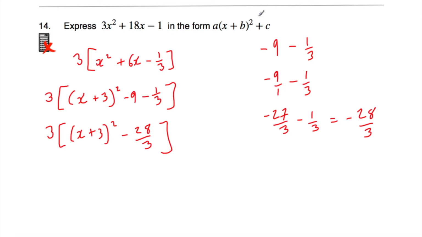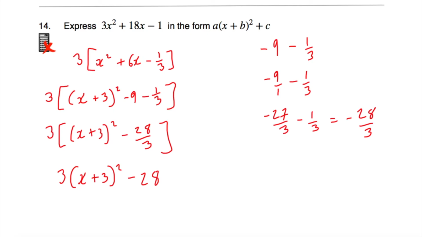Okay, we're almost done. If we have a look at what we're trying to get to, we've got something multiplied by our bracket squared and then plus a constant. Well, if we expand our brackets here, 3 multiplied by the bracket would be 3 bracket x plus 3 close bracket squared. And then we've got our minus 28 thirds, and we're going to multiply that by 3, so obviously that's just going to be equal to minus 28. And that's it. We've expressed this quadratic in the form that we've been asked to. And the answer would be 3 brackets x plus 3 close bracket squared minus 28.